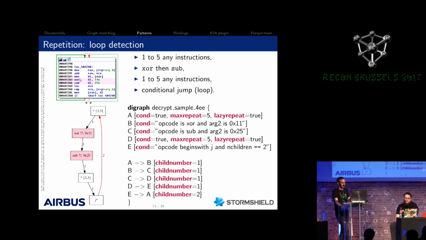So node A will match move, add, move. Then here it will stop because the next condition on B is fulfilled, because we have a XOR. Then B will match XOR, C will match sub, D will match again many instructions, so inc, compare, move. And it will stop on the last one because it says that it wants an instruction beginning with J and having 2 children, so that's the case with the conditional jump here.